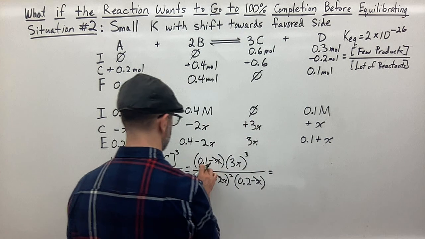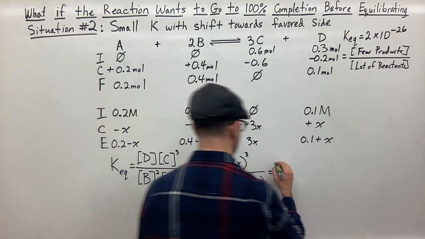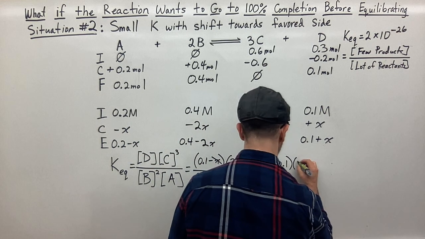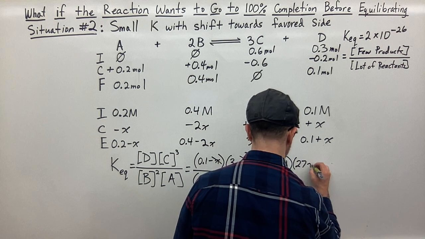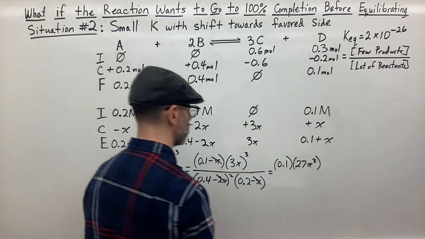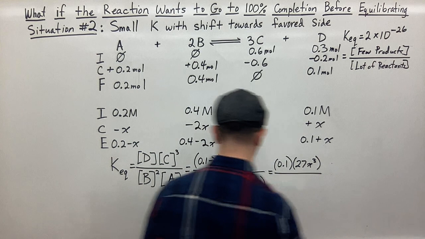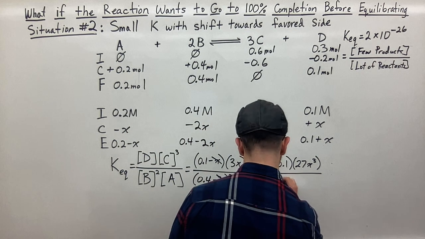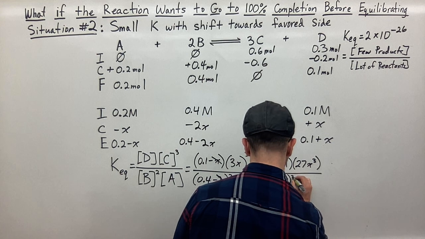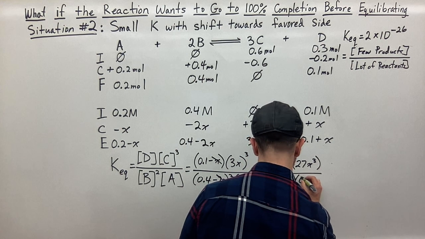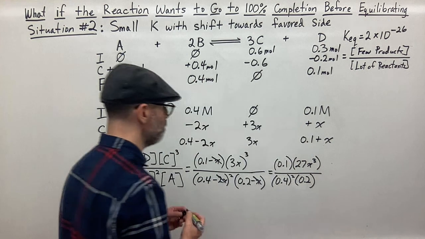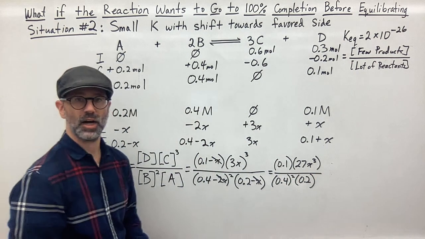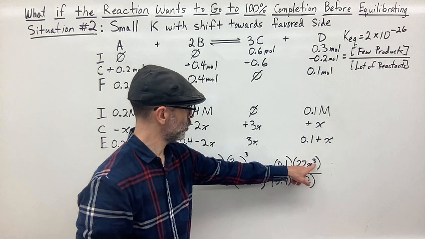So then multiplied by 0.1. So I'm going to have 0.1 multiplied by 27x cubed over, I'm going to have 0.2. So I'm going to have 0.4 squared multiplied by 0.2. And so now I have a very simplified version of my x cubed function.